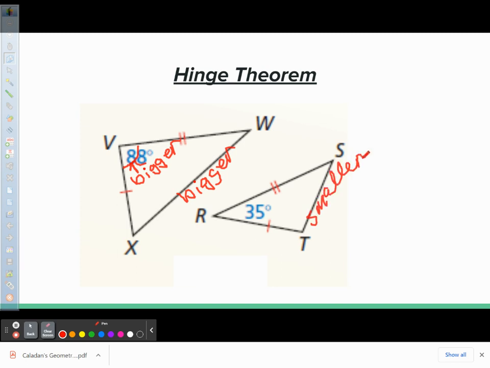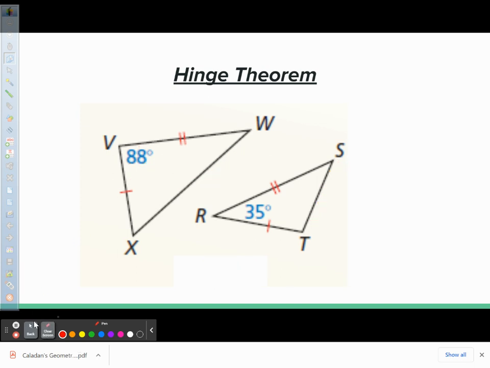Okay. So what you would write is that the length of XW is greater than the length of TS or ST. XW would be bigger than TS because angle B is 88 and angle R is only 35. So it's these same two sides, they're just opened up more. And so if they're opened up more, the distance between them will be more.